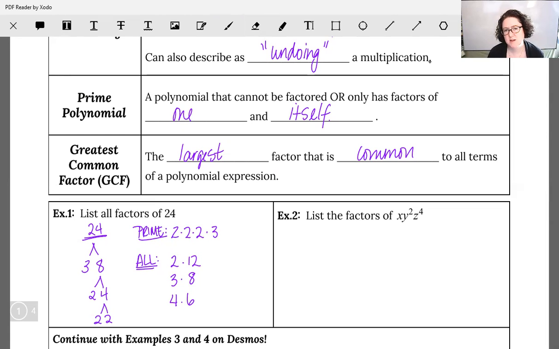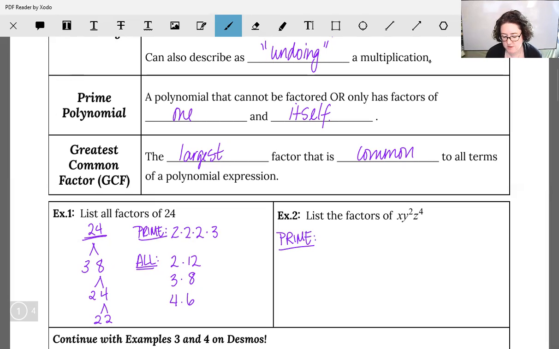So we need to think of this a little bit differently with a variable expression. So we have x, y squared, z to the 4. And so there are a bunch of different ways that we can separate this out, but think in terms of what that exponent means. So your exponent on any variable just means how many times you've really multiplied that together. So if I'm thinking about my prime factors, all the things I'd have to multiply together completely to make that expression.